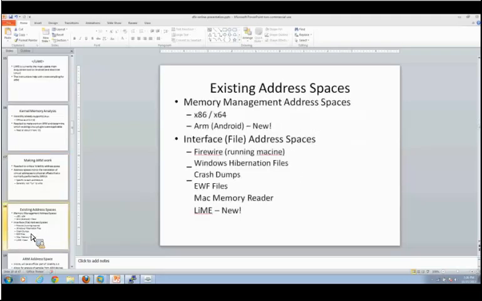So the address spaces that Volatility has, we have Intel 32 and 64-bit. We also have PIE support. We now have ARM support, which will be part of the next release. And those are the memory management ones.